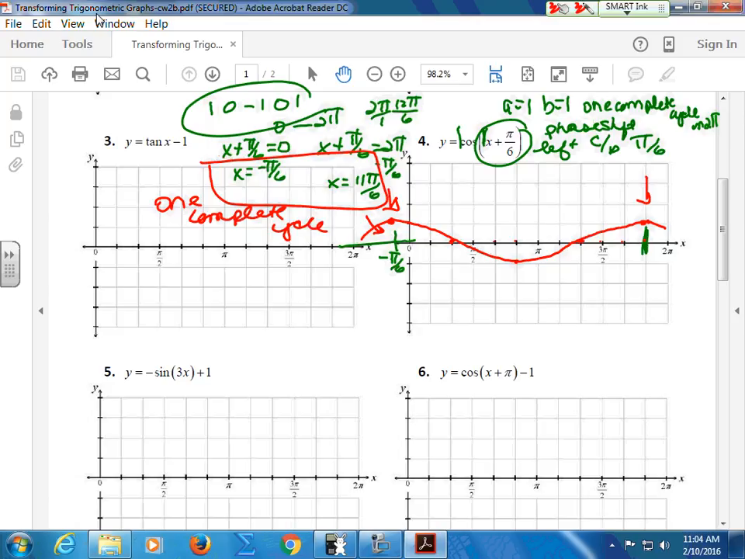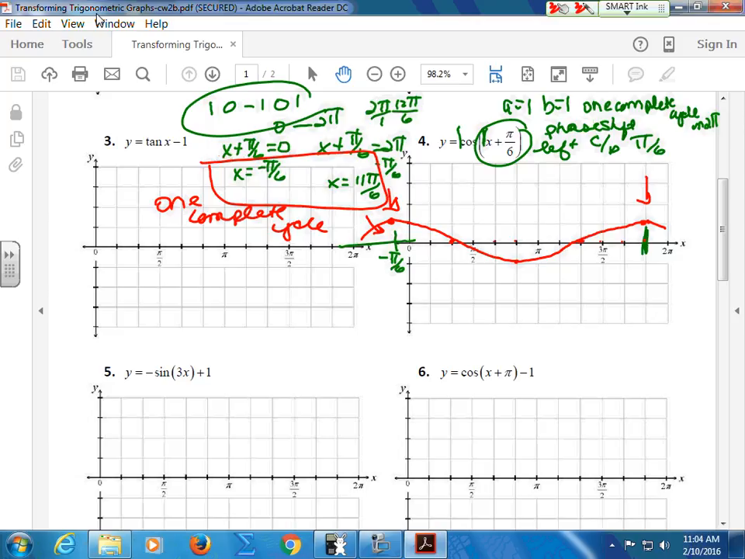11 pi over 6. Because if you think about it, Jeremiah, if you started it 30 degrees to the left, wouldn't you finish 30 degrees before 360, which is 11 pi over 6? Otherwise, it would be 12 pi over 6 for 360. So if we walked it a little bit to the left, we stop a little to the left.